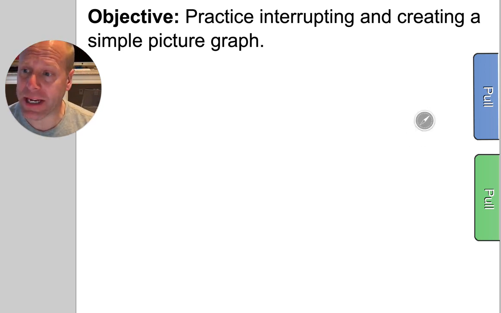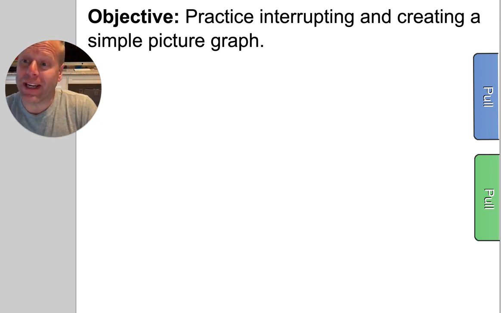The same idea. We're going to look at some simple graphs and then we're going to interpret them and talk about how to get information from them, right? And maybe answer some questions. Here we go.